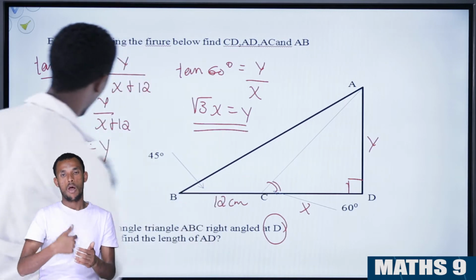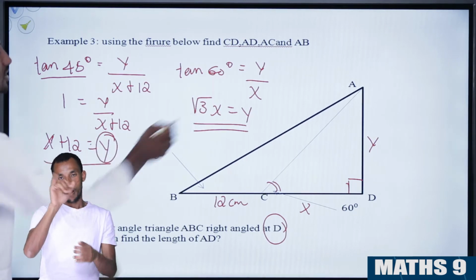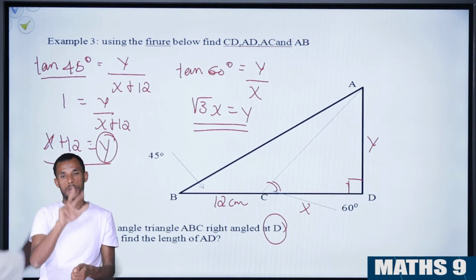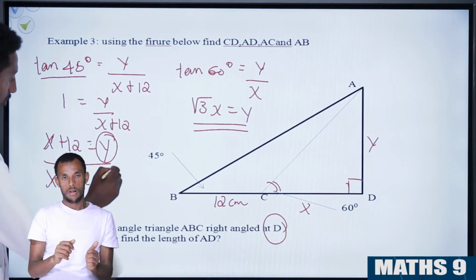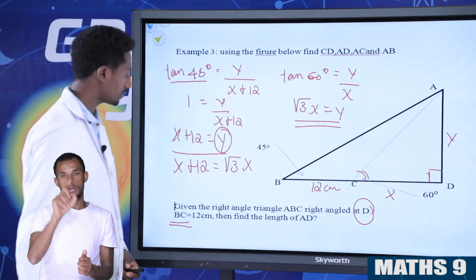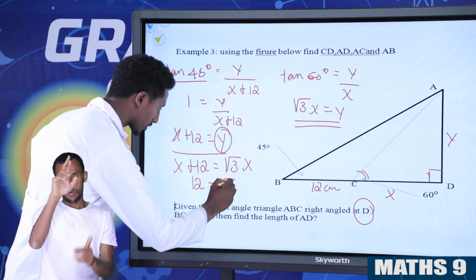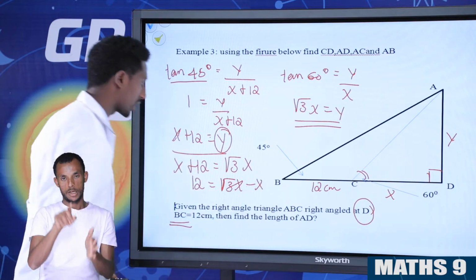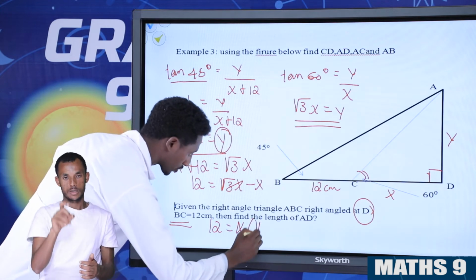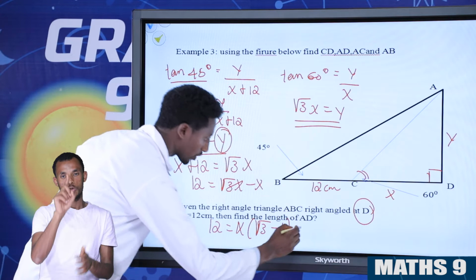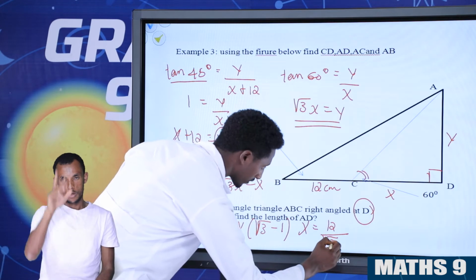So we have two equations with two variables, so we can solve x and y. In terms of y, we can substitute the square root of 3 times x. That's x plus 12, which equals the square root of 3x. Now 12 equals the square root of 3x minus x. If we factor out x, 12 equals x times the square root of 3 minus 1. So x equals 12 over the square root of 3 minus 1.